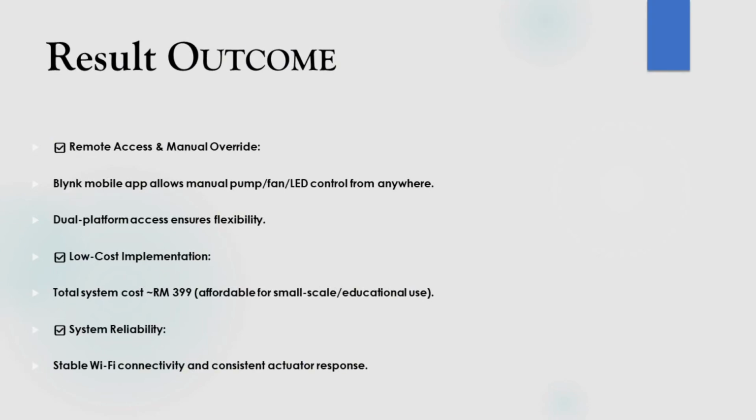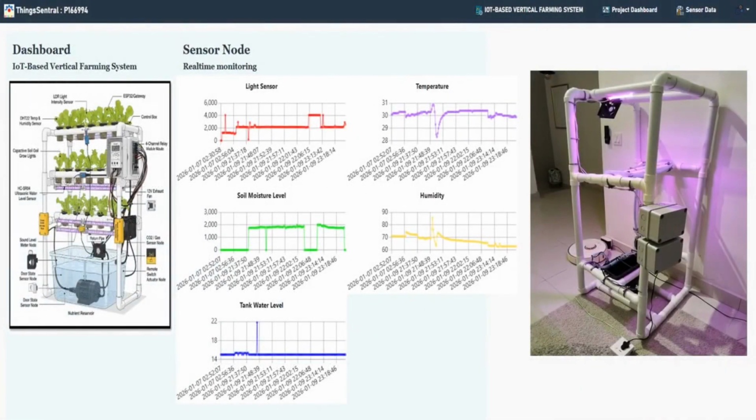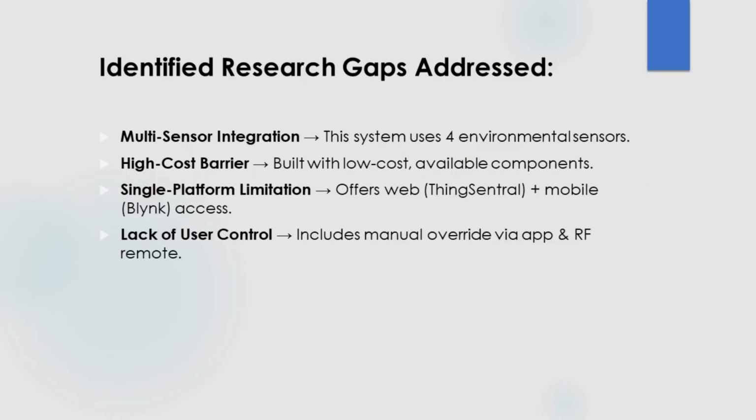In this slide, we are able to see the overview of the system and the trends that we have from our sensors. And this is our actual prototype. The project addresses major research gaps, including multi-sensor integration, cost barriers, single platform limitations, and lack of user control, by providing dual platform access and manual override functions.